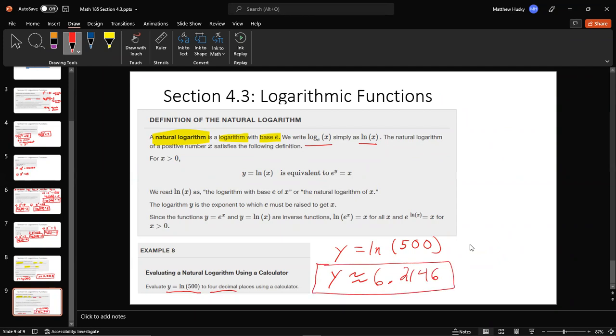And fun fact, if you do e and raise it to that decimal power, you will get a number that is roughly equal to 500. So if you do e to the 6.2146 power, that is approximately equal to 499.9959996. So it's a number really, really close to 500. So there you go.